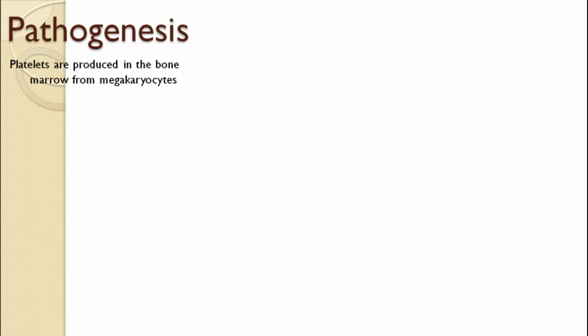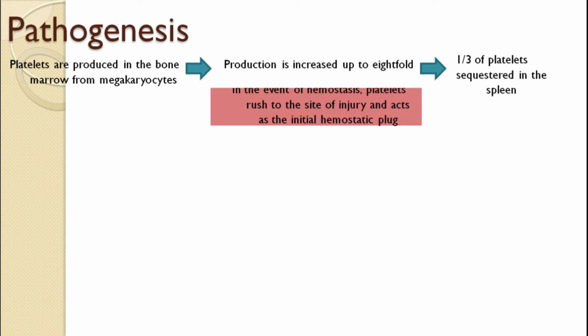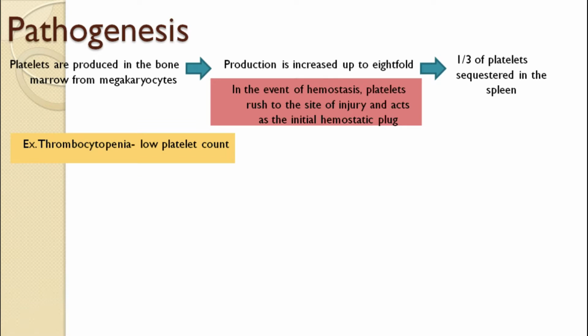Now for the pathogenesis of platelet defects. Platelets are produced in the bone marrow from megakaryocytes, in which production is increased up to 8-fold. And because of this, one third of platelets are sequestered in the spleen. Now, in the event of hemostasis, platelets rush to the site of injury and act as the initial hemostatic plug. An example of a platelet defect is thrombocytopenia, or low platelet count.